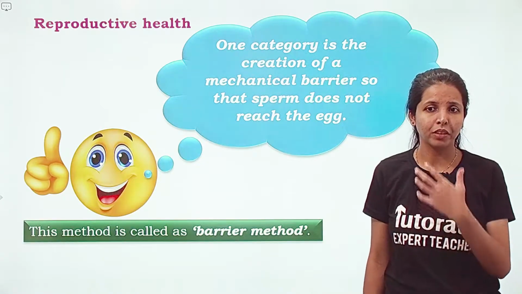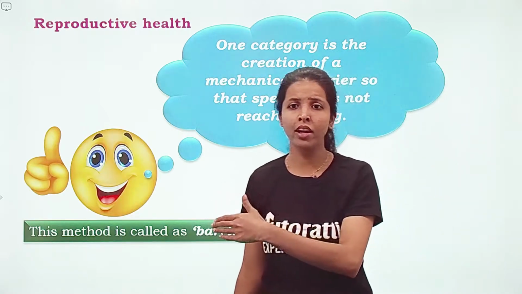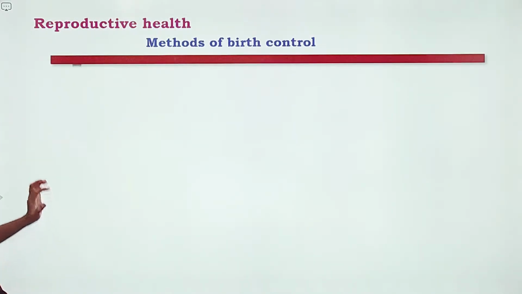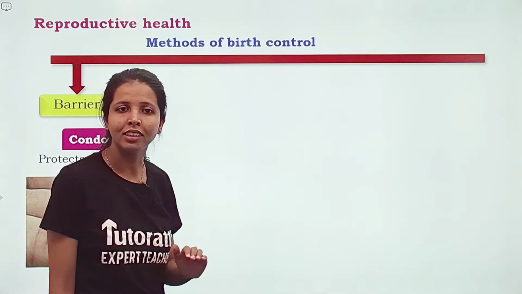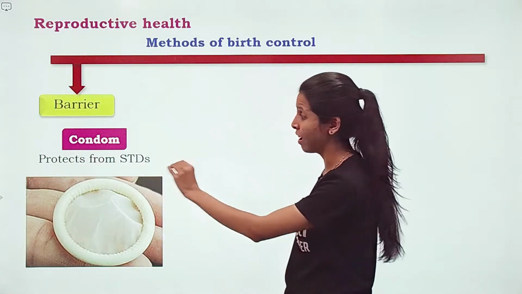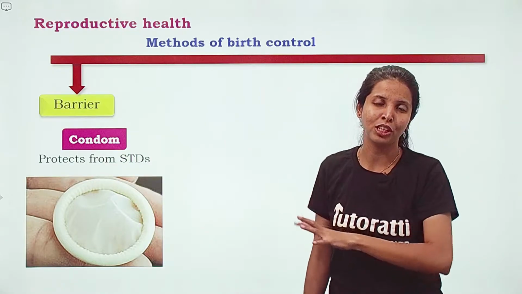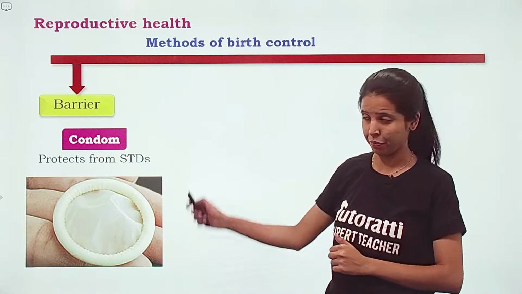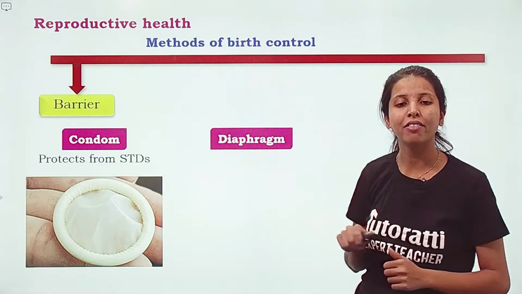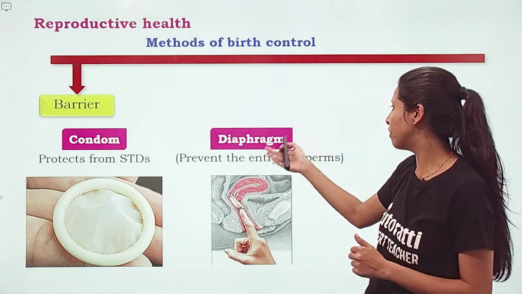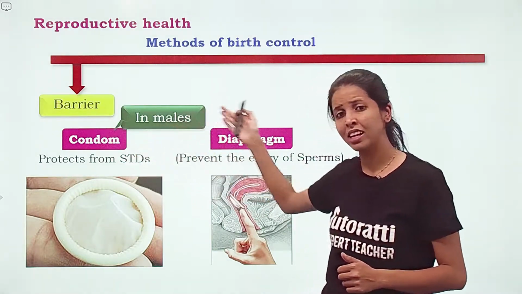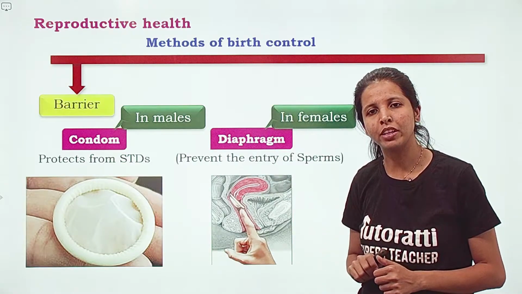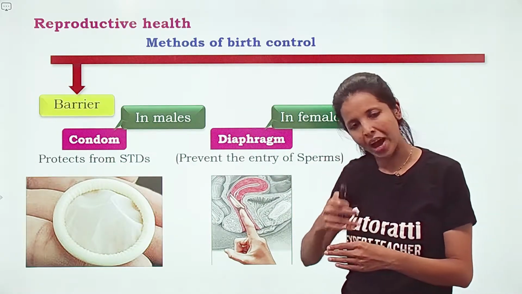Yes, it is a category where the sperms will not be able to reach the egg. So we are now learning about the first category, that is the barrier method, kids. Condoms fall into this category. Yes, condoms, जो हमने पढ़ा था, STD से भी prevent करते हैं, sexually transmitted disease से भी prevent करते हैं. You have condoms, and kids, you also have diaphragms. They are going to prevent the entry of sperms. Difference being, condom is used in males and diaphragm is used in the female reproductive body. So this is a barrier that you create.